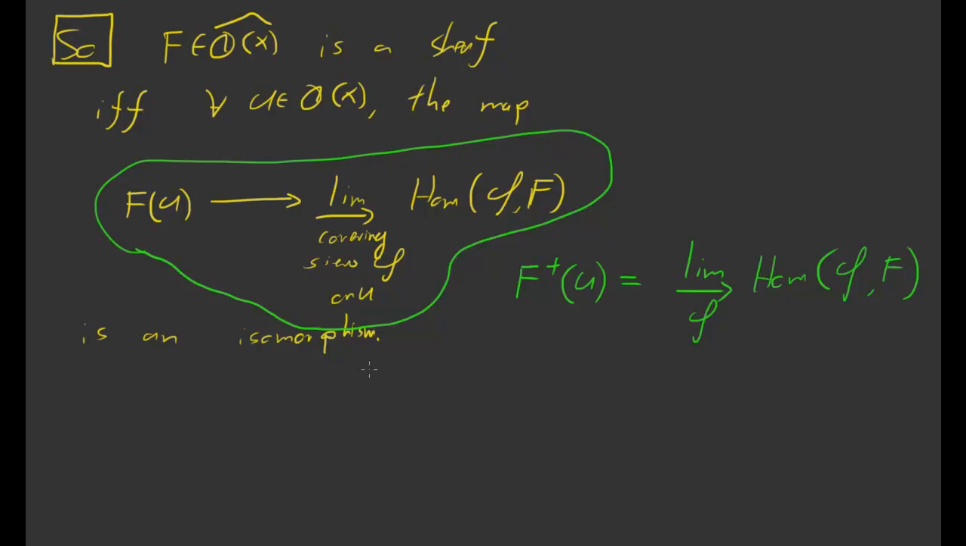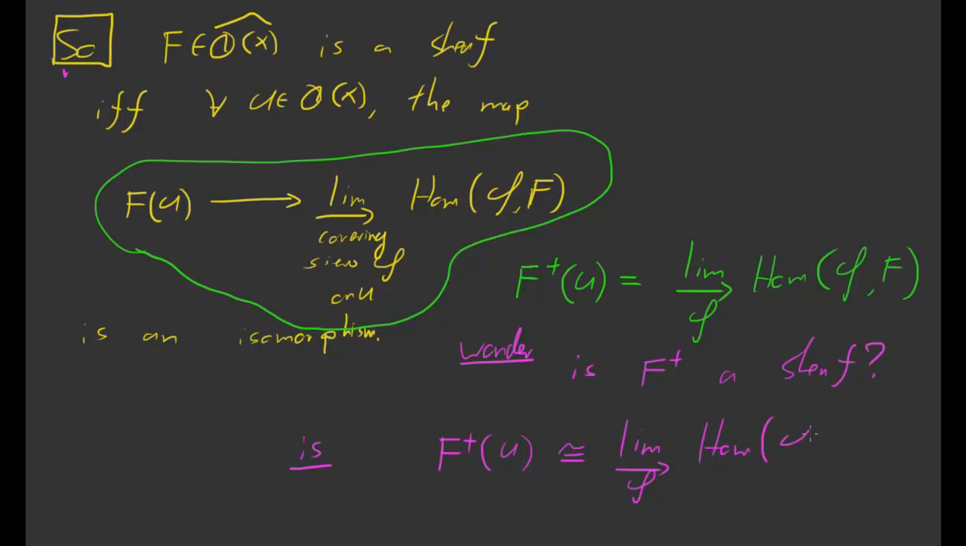Now we can wonder, is F plus a sheaf? For that, what we really are wondering is, because of this condition, is it true that F plus of U is isomorphic to the limit over all covering sieves S on U of Hom(S, F plus)?